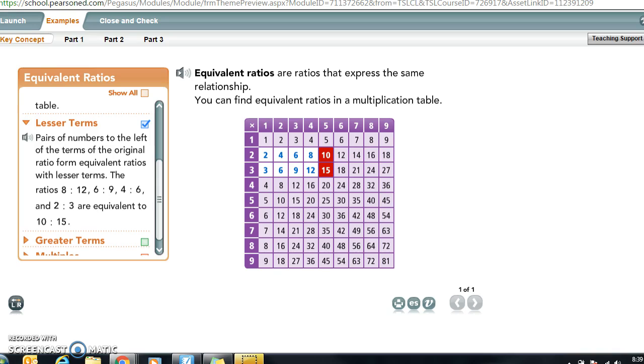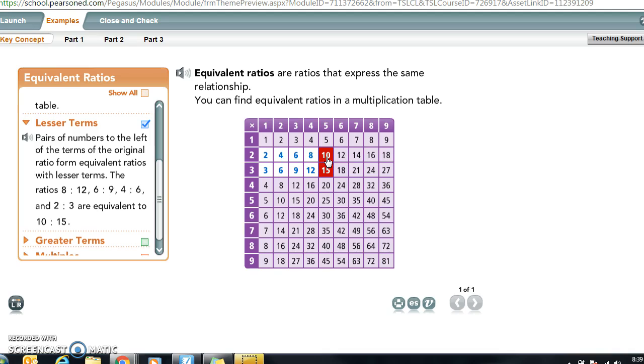The ratios 8 to 12, 6 to 9, 4 to 6, and 2 to 3 are equivalent to 10 to 15. So what they're doing is they're saying, okay, hey, 10 and 15 are both multiples of 5. So I know I can take 5 out of these or other numbers that are even.